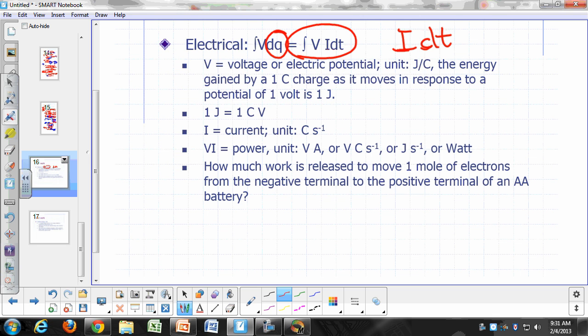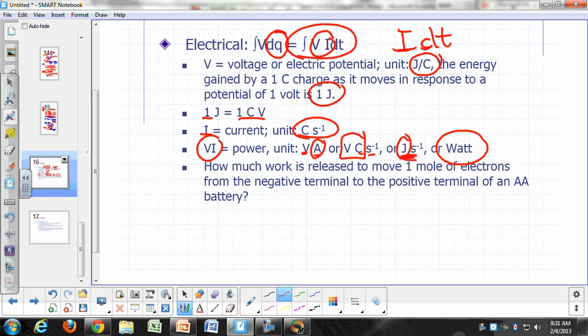So V is a voltage or electrical potential. A volt is a joule per coulomb. That's the energy gained by a 1 coulomb charge as it moves in response to a potential of 1 volt. That's 1 joule. So a joule is a coulomb volt. I here is current. Current is coulombs per second. Voltage times current is called power. So a unit for that is volt ampere, and an ampere is coulombs per second. A coulomb times a volt is a joule. So a joule per second is a unit of power. So that's energy per unit time, also known as a watt.